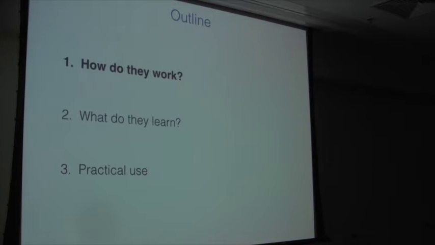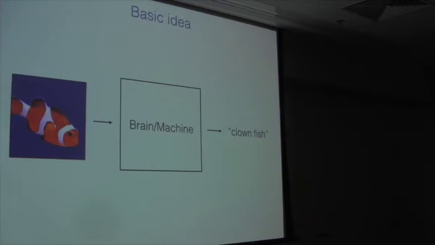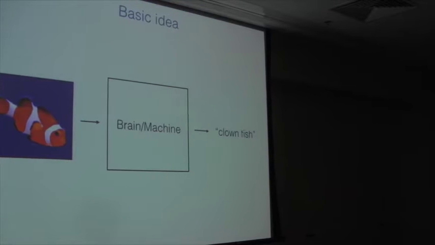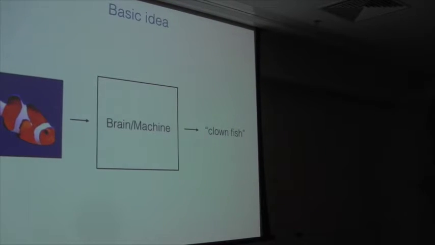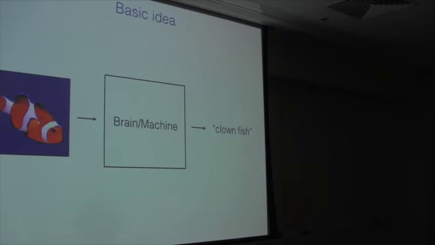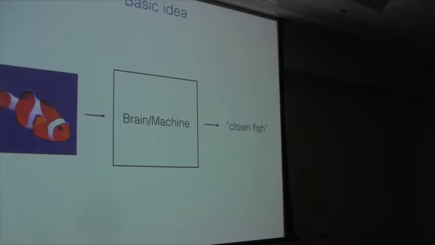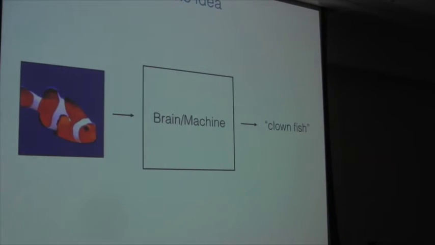Okay, so how do these work? The basic idea is really simple. We have some image or some data in. We have then a brain neural network, or now a machine neural network, and we want to output some information about that thing. So the classic one is just image recognition. We take a clownfish, and we have a system that can learn to tell us it's a clownfish.